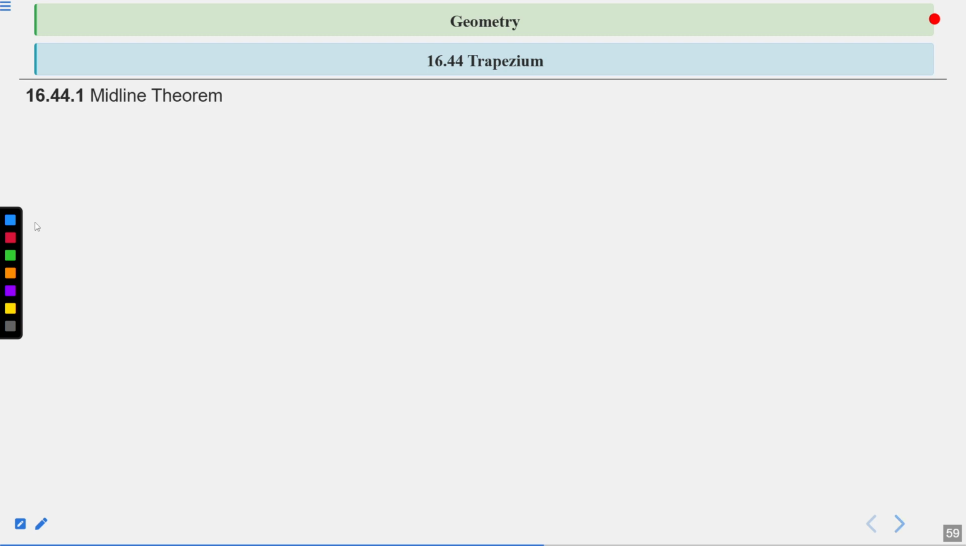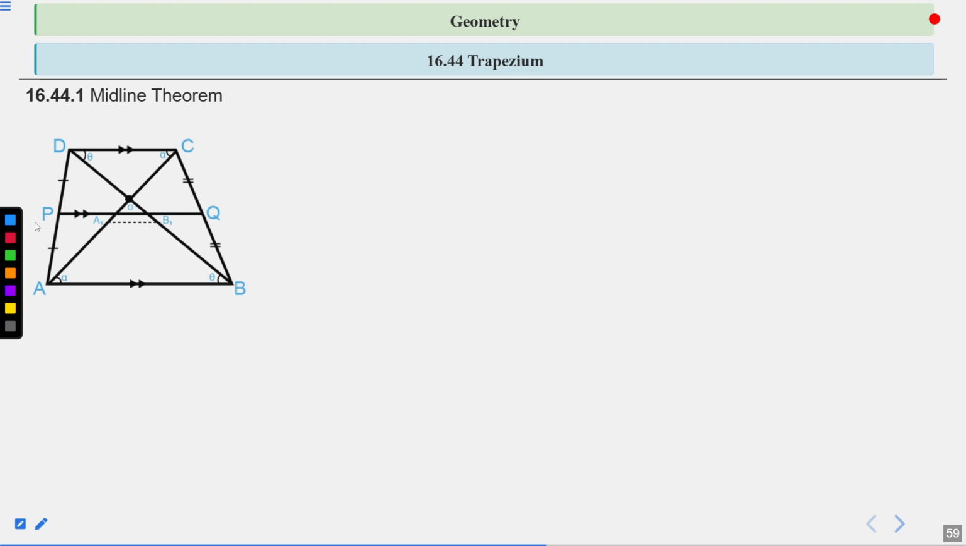Next one, trapezium midline theorem. So in this diagram, we can see that P and Q are the midpoints of the trapezium's legs. So AC is not equal to BD, first thing we need to remember. So the triangle AOB is similar to triangle COD. So we can say that PQ equals AB plus CD by 2 in length. Then we can get the length of PQ. Next one.